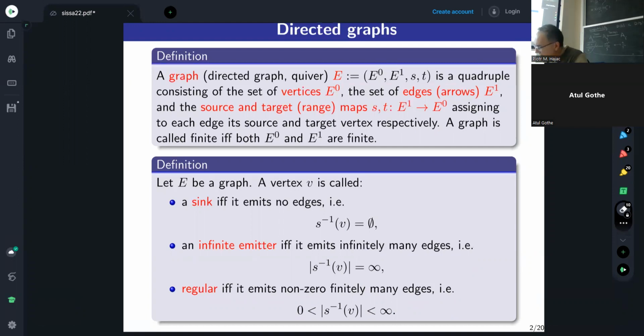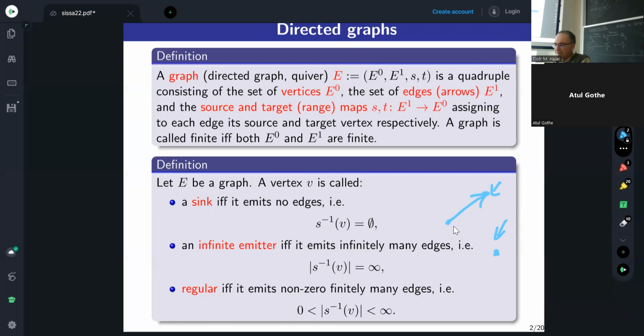So maybe I should draw a picture. So I have a vertex. Oops, this is an eraser. I have a vertex and it emits an edge. Well, it doesn't receive an edge, so it's a sink. If I have a vertex which doesn't emit and doesn't receive, it is also a sink. Sorry, wrong. So this vertex is a sink because it receives but doesn't emit. So this is a sink. This is a sink. This is not a sink.